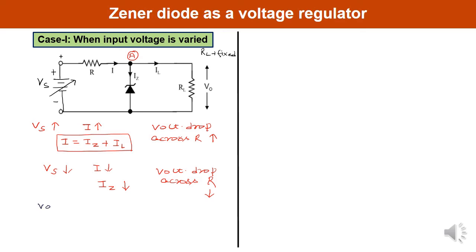It means load voltage and load current, which is IL and load voltage is VL, remain constant, which is the function of the voltage regulator. So this is how you can explain its working when input voltage is varying.